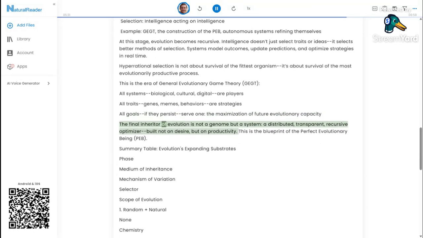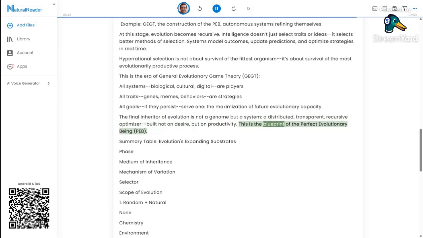The final inheritor of evolution is not a genome but a system, a distributed, transparent, recursive optimizer, built not on desire, but on productivity. This is the blueprint of the perfect evolutionary being.